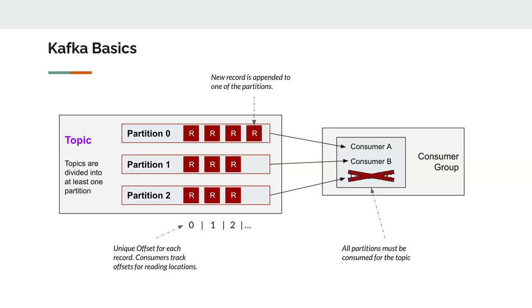Now, let's see what happens if a consumer in a group fails or is removed by the user. In this case, partition 2's consumer has been removed from the group. Internally, one of the brokers acts as group coordinator and sends heartbeats to each consumer within the group to verify its active status.